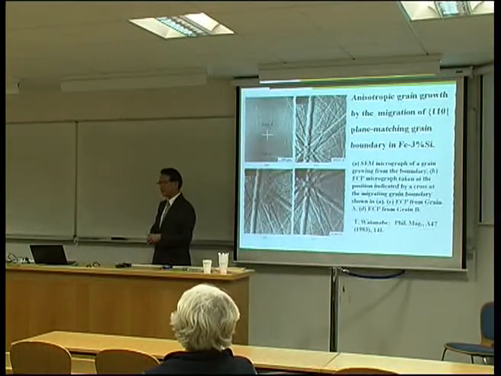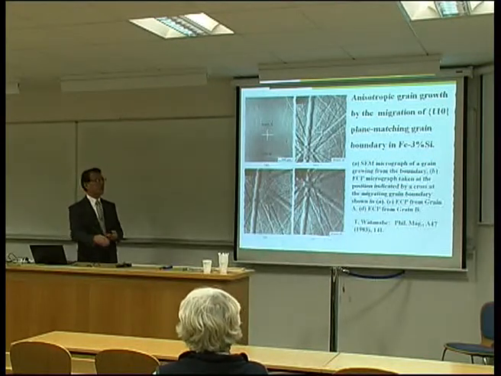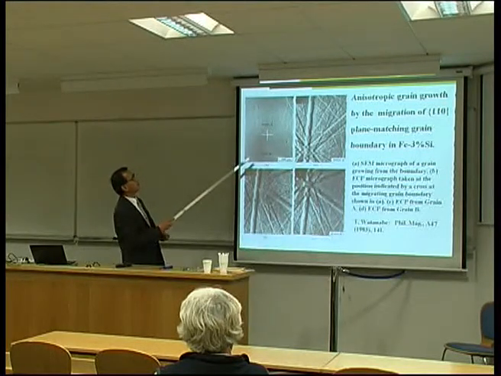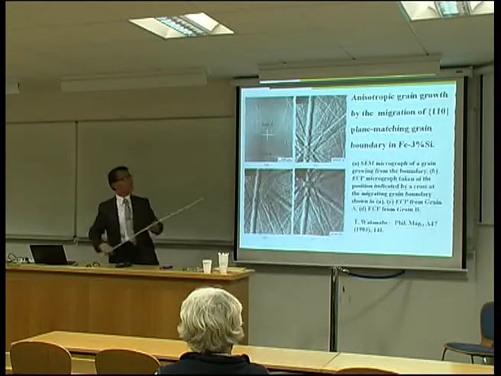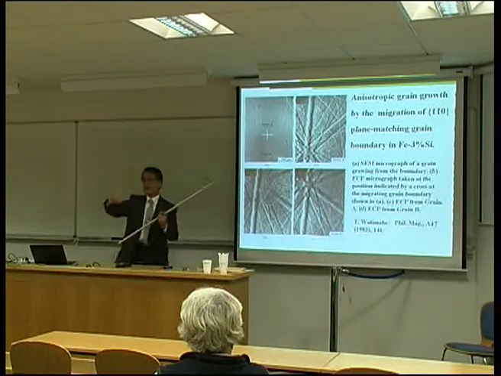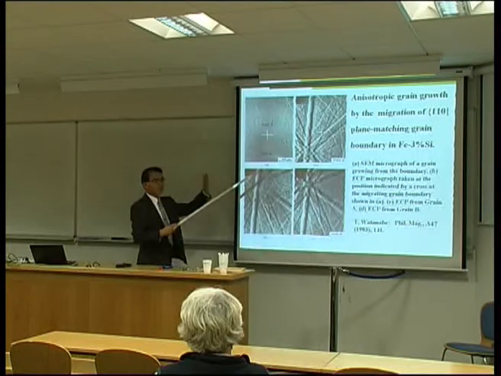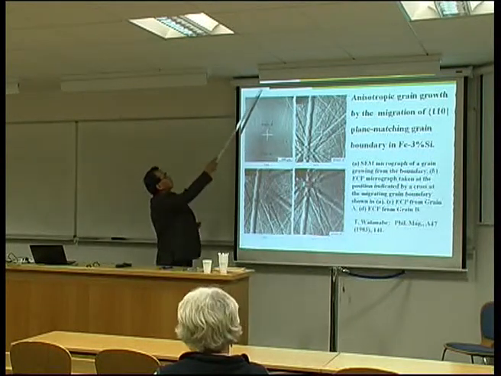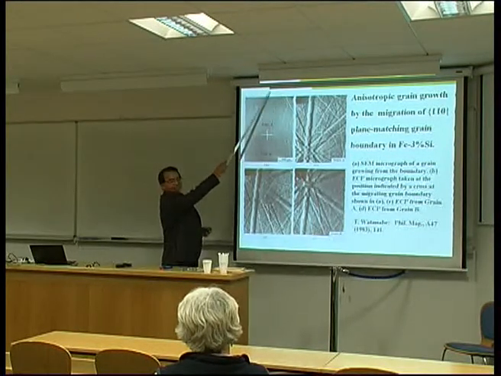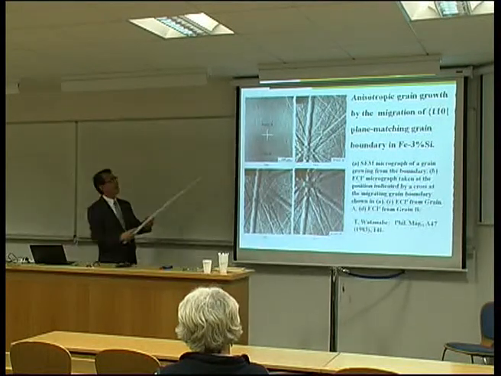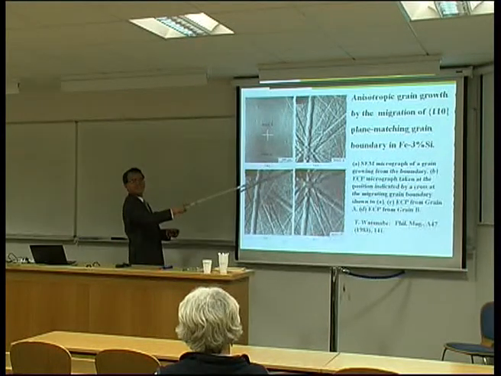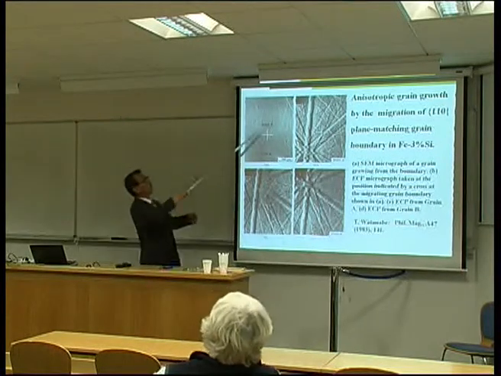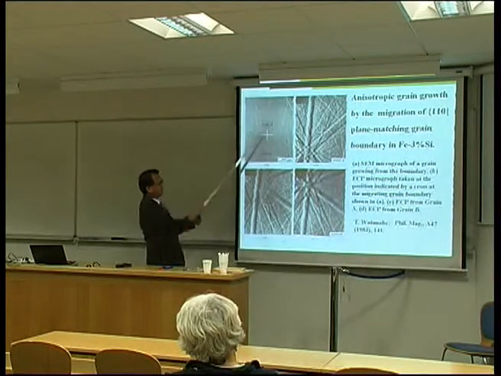From my old observation, more than 20 years ago, during the grain growth of iron silicon, this is the basis of this experiment. When we anneal the iron 3% silicon alloy, of course, after primary annealing, we get a polycrystalline microstructure. Then, if we continue the annealing, secondary or abnormal grain growth occurs from the initially existing boundary. And interestingly, this grain grows only in this direction. See? At this time, we had just started to use electron channeling. So we took the image from this region, like this.